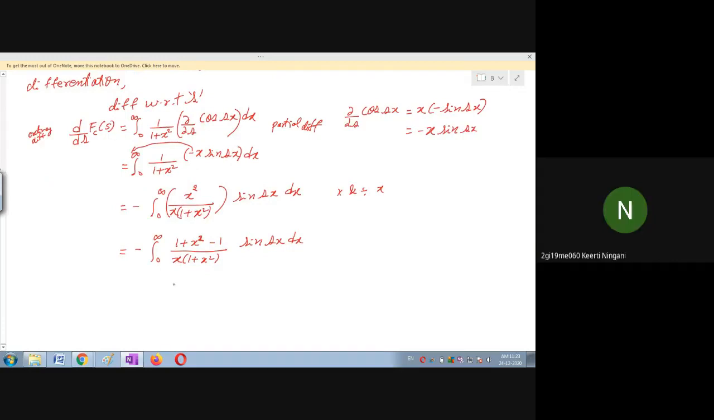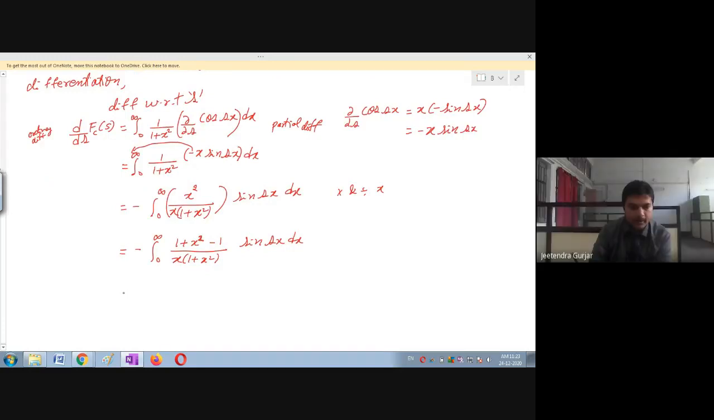Yes, sir. Okay, thank you. So this modification you have to practice every time. So this is minus, integral 0 to infinity. Now instead of writing like this, I will just put it in this bracket because 1 plus x square must be cancelled.